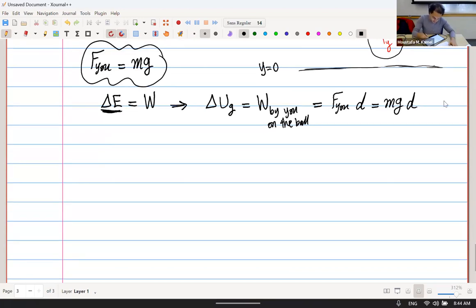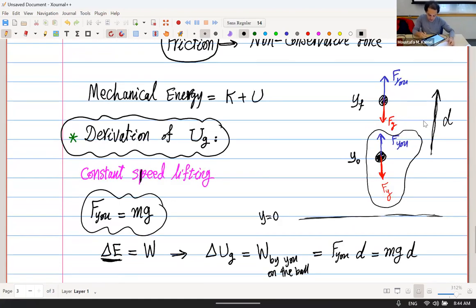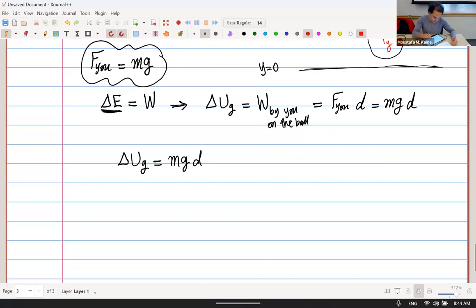Let's rearrange that a little bit. Let's just type it again here to have more space. We have delta U_G equal to mg d, right? d is the displacement, and we said the ball started at y naught and then arrived at y final. So the total distance here, this is d, right? So d is just equal to delta y, y final minus y initial. So delta U_G equal to mg delta y.